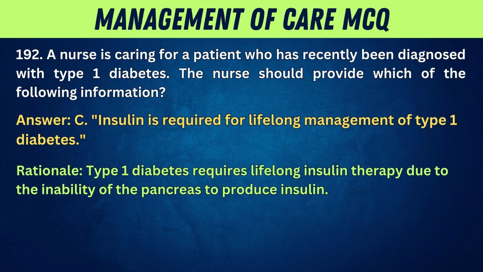Answer. C. Insulin is required for lifelong management of type 1 diabetes. Rationale. Type 1 diabetes requires lifelong insulin therapy due to the inability of the pancreas to produce insulin.